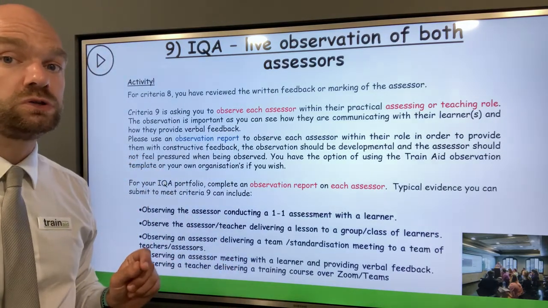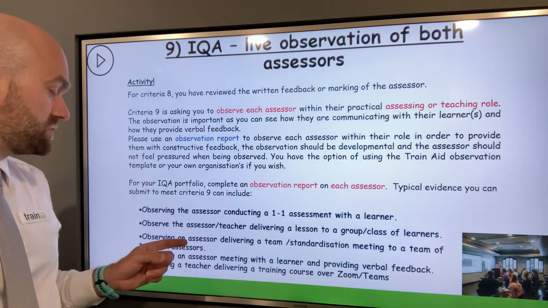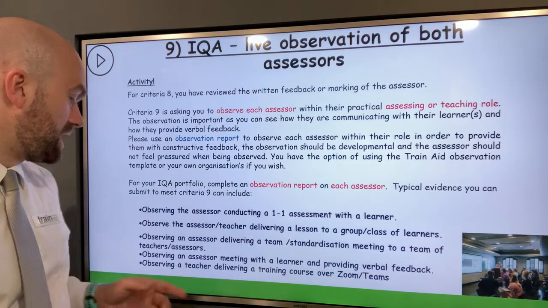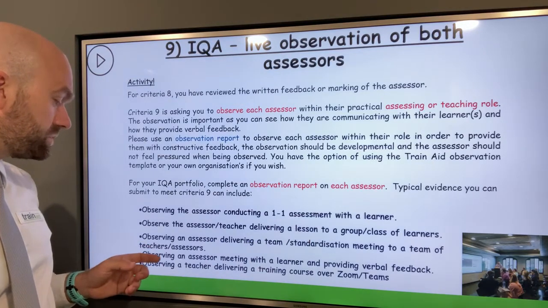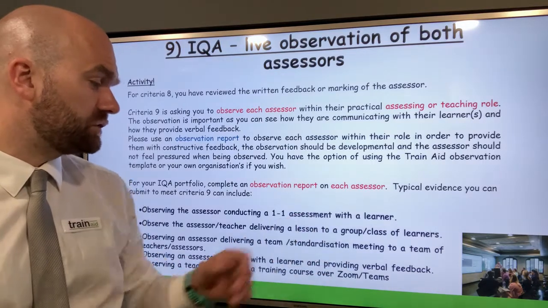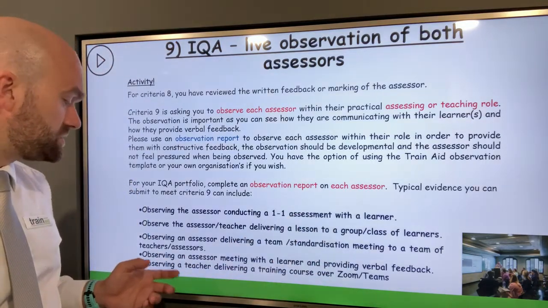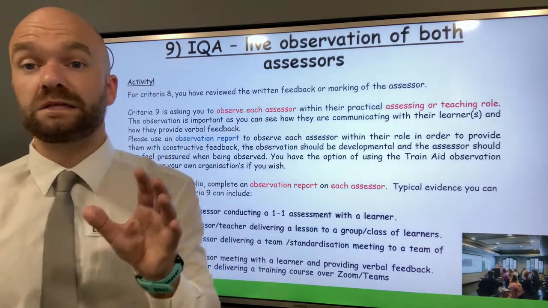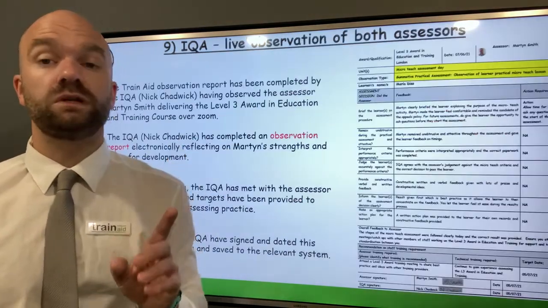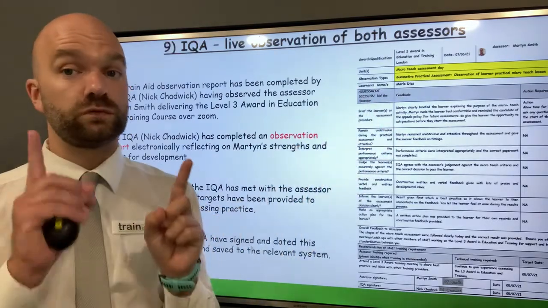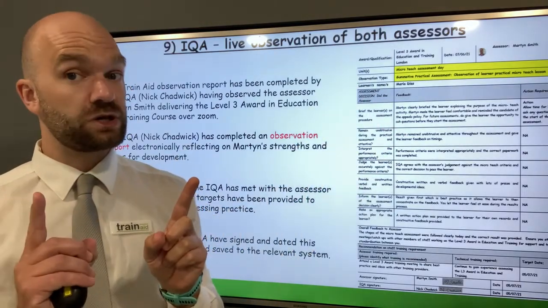Furthermore, what you could also sample is observing an assessor delivering a team or a standardisation meeting to a team of teachers, observing an assessor meeting with a learner and providing verbal feedback, and finally observing a teacher delivering a training course over Zoom and Teams. So for criteria number 9, you will need to complete an observation form for each of your assessors or teachers that you are monitoring.